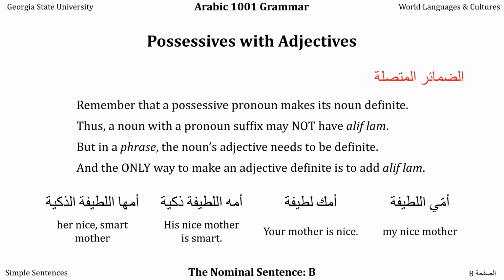Here we have ummuhu, his mother, al-latifa, so that makes it a phrase. Ummuhu is definite because of its possessive suffix. Al-latifa is definite because of alif lam. So ummuhu al-latifa means his nice mother. And then we have an indefinite adjective, so that makes it a sentence. His nice mother is smart. Ummuha, her mother, al-latifa, al-dhakiya, all three words are definite. So we know that this is a phrase rather than a sentence, and we get her nice, smart mother.